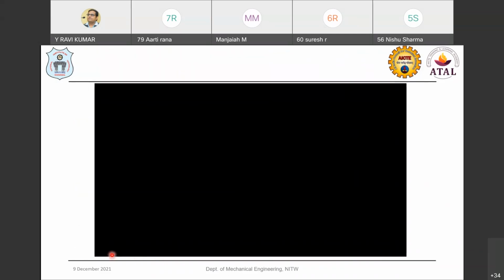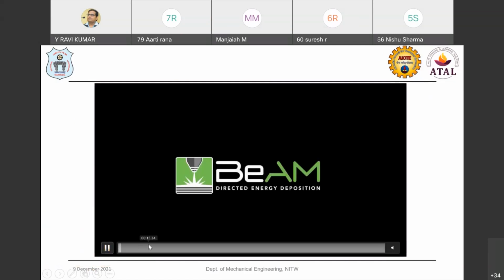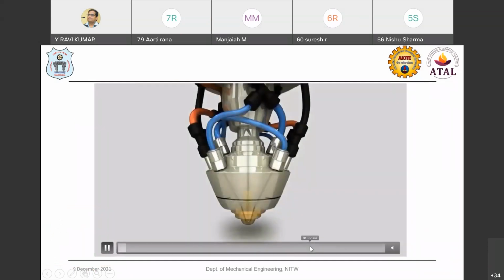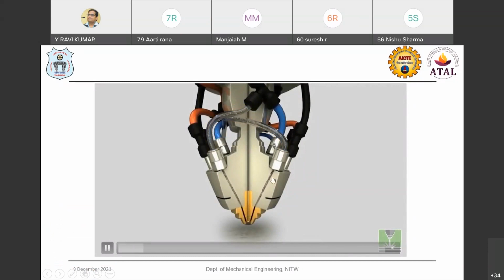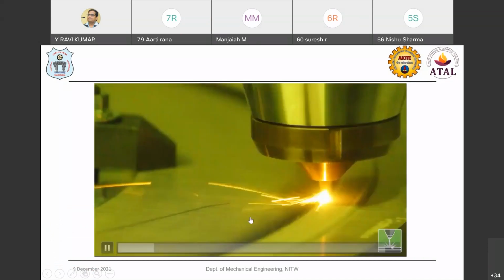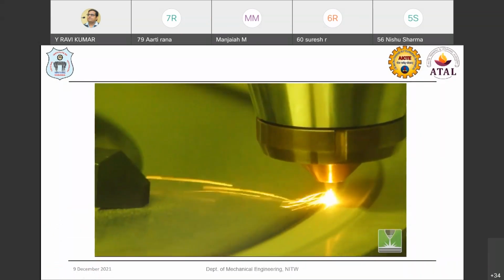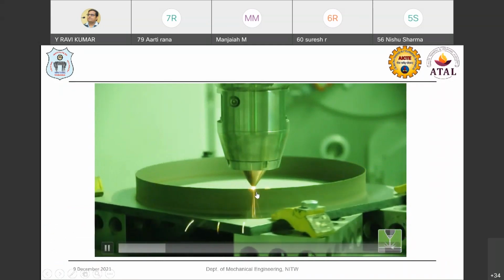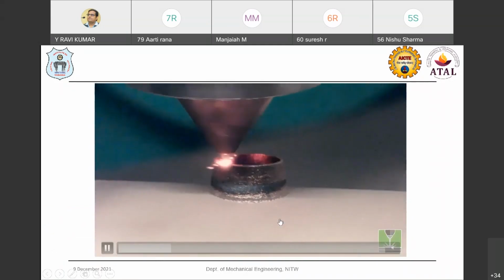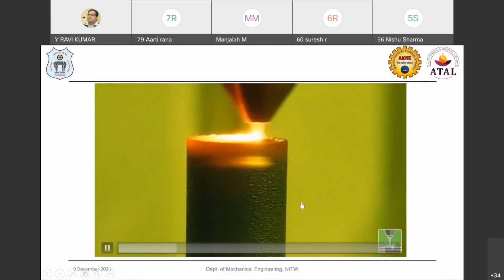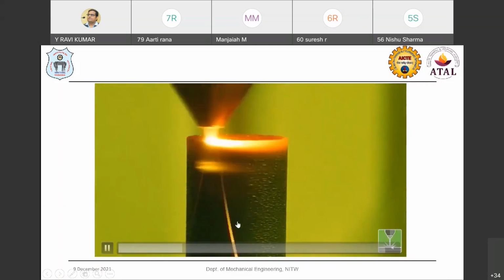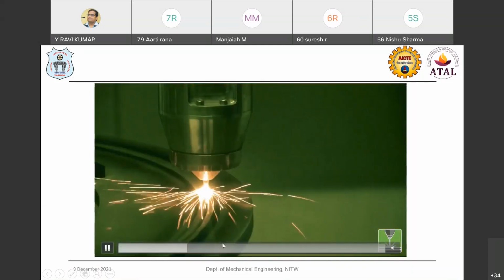And if you see how this DED works, you might have already seen a number of videos, but from the beam technology perspective, this is the coaxial nozzle. We have the nozzle head where the laser comes through the central axis and the powder is fed from this coaxial nozzle. The powder is carried by inert gases, argon or helium, and the melting takes place by interaction of the laser and the powder, and layer by layer deposition takes place to repair or to make real components.